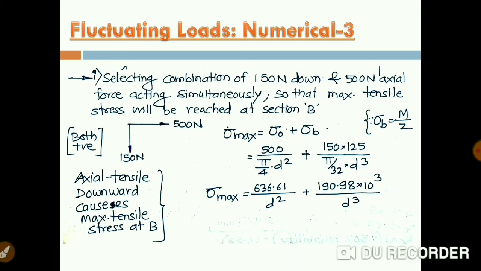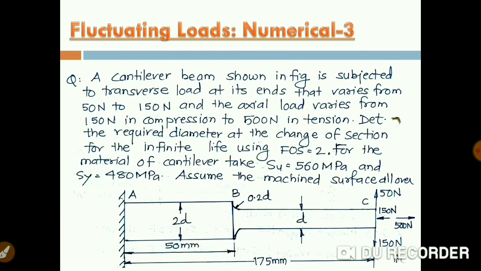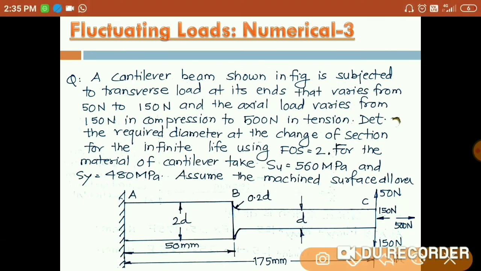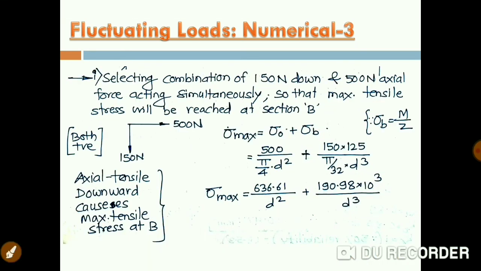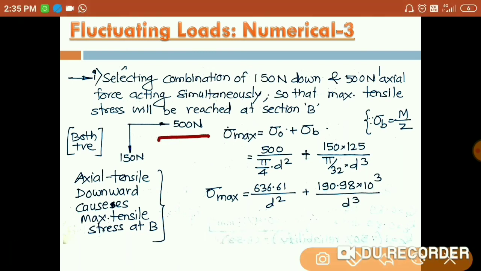first we will come across the one which is acting axially, that is 500 Newton, which is making point B undergo tensile stress, and 150 Newton transverse, which is making it undergo tensile stress. So 500 Newton and 150 Newton. So it is clear that this is going to make it undergo maximum stress. So maximum stress is sigma o plus sigma b. So 500 Newton and 150 Newton is going to give that.